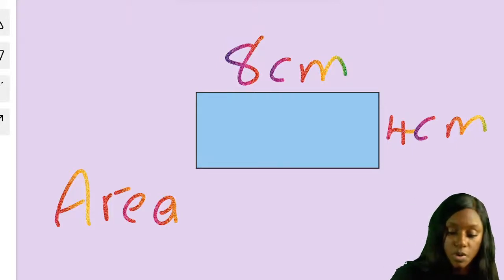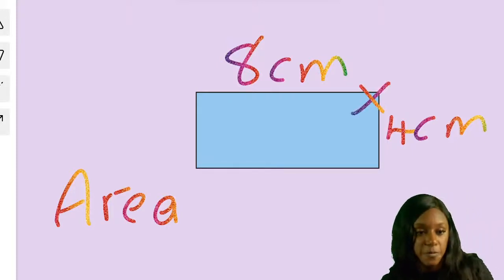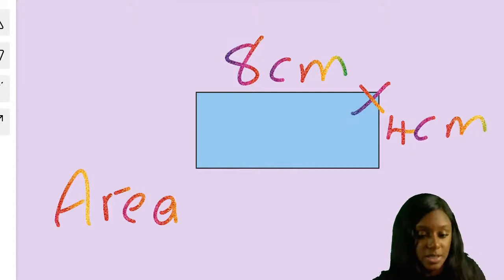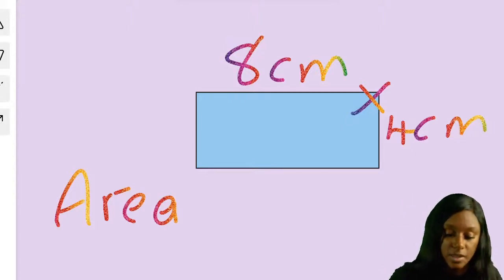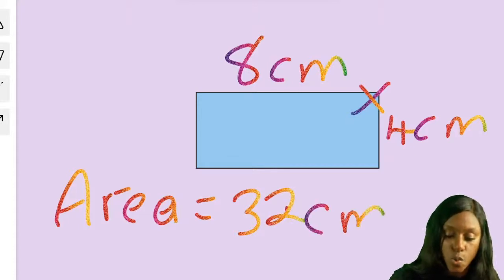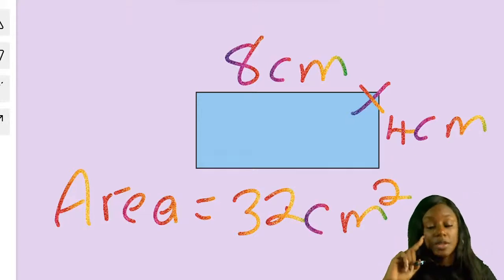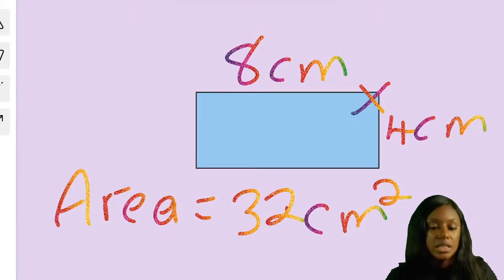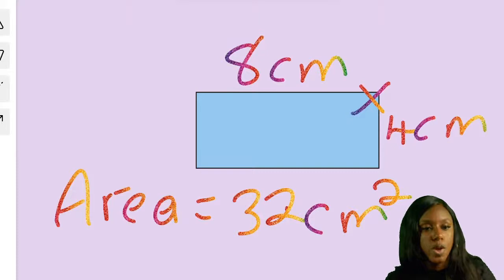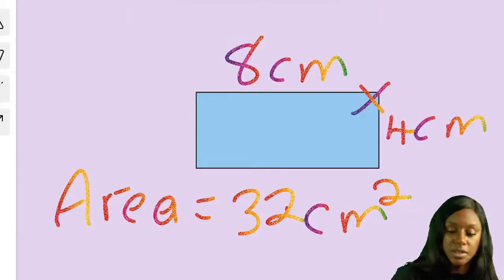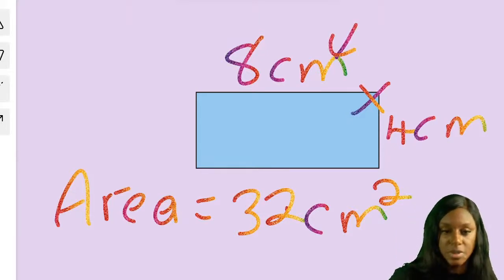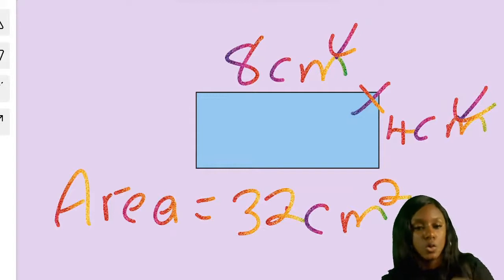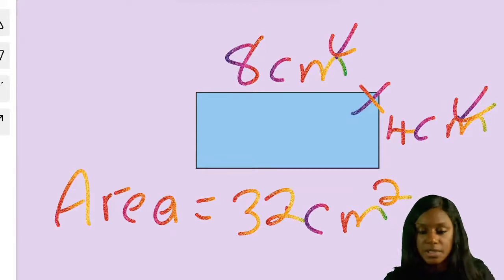So we are to multiply 8 by 4, 8 centimeters by 4 centimeters, and that gives us 32 centimeter squared. Okay, it's important that you put your units. The answer is not just 32. It's 32 centimeter squared. Why? Because centimeter times a centimeter is a centimeter squared, and 8 times 4 gives us 32.